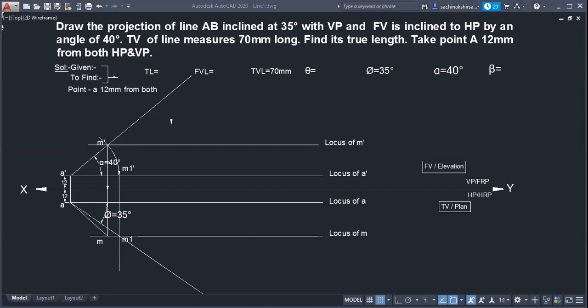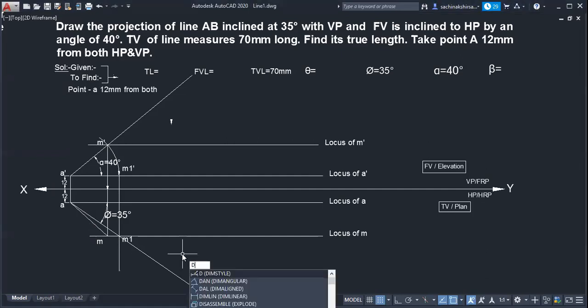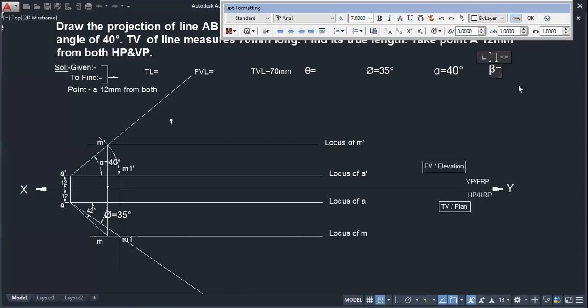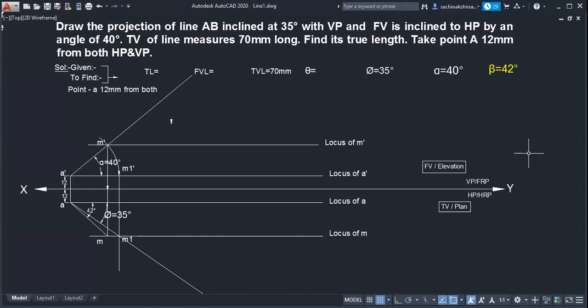Hello, am I audible? Yes, sir. If I join A to M, which line will this be? TVL. So here, which angle will we get if I measure this angle? Beta. This will be the beta line. So what is your beta? 43, 42. Exactly, it is 42. Now at this stage we got beta.